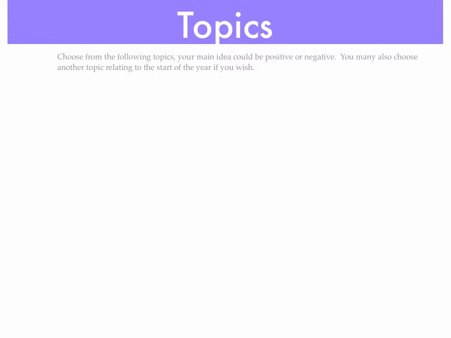Your main idea could be positive or negative on each of these topics. You could also choose to do another topic relating to the start of the year if you want, but these topics will get you started. So, frustrating parts of SciTech or exciting parts of SciTech. There's your positive and your negative. Coming to a new school. You might do that as positive or as negative.